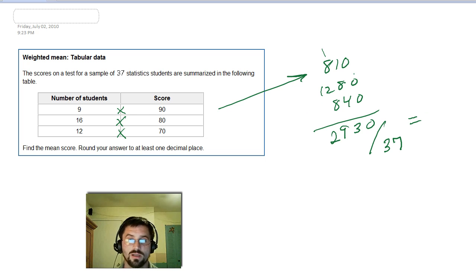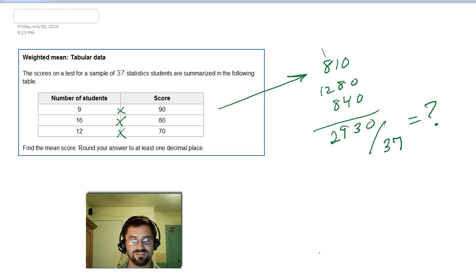Let me just double check my calculations here. 0, 9, 13, carry the 1, 9, 11, 19, carry the 1, 29. Yeah. And I'm not going to actually do how many times 37 goes into that. I don't know. But that's how it's done. And that's how you find the weighted mean of tabular data.